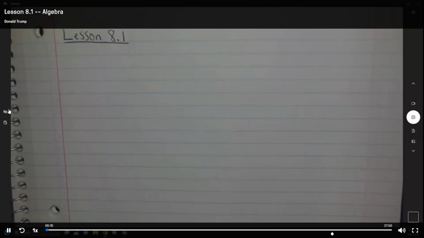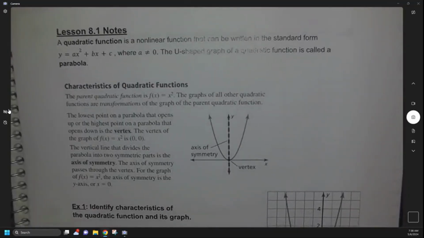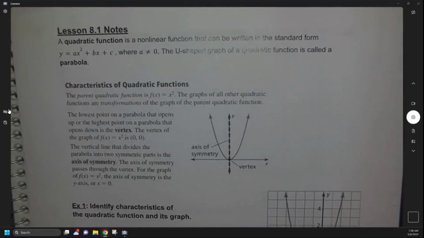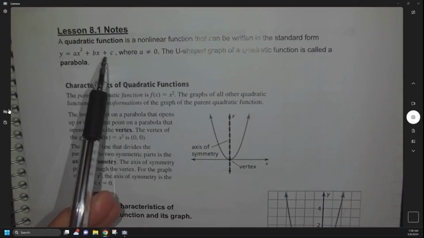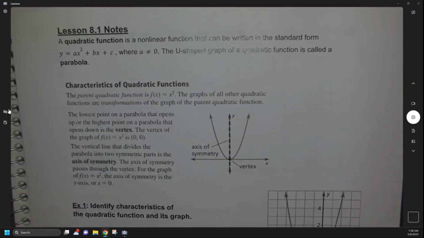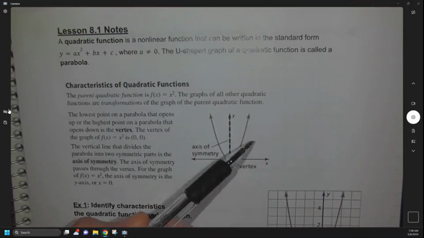8.1. In this lesson, we're going to be talking about quadratic functions. So if you look at your handout, a quadratic function is a nonlinear function that can be written in the standard form y equals ax squared plus bx plus c. In this form, a is not equal to 0, and the U shape of the graph of a quadratic function is called a parabola. So you'll notice right here, this little shape here, this is a parabola.